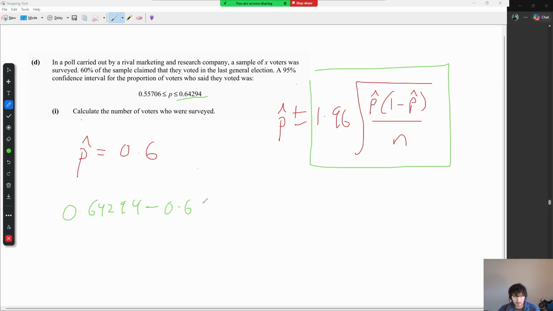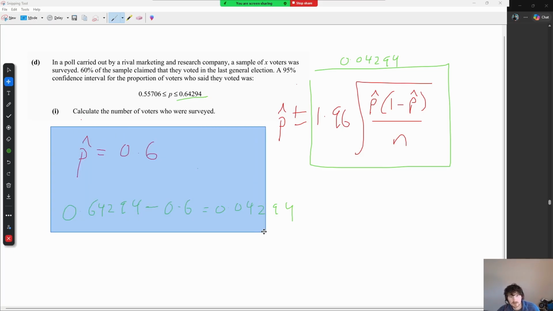So we get this number of 0.04294, and that is our radius up here. That is this 0.04294. And you can do this as well, like go 0.6 minus this number, I'll just do that there, minus 0.55706, and you basically get the exact same number, okay?